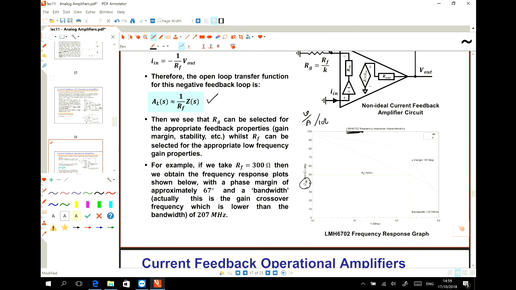So the open loop feedback depends on the R_F. For example, for R_F equal to 300 ohm, we can see that the gain bandwidth is at this frequency, the phase margin is this value, and the open loop gain amplitude is this value.